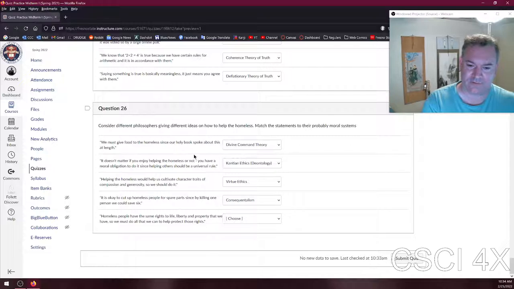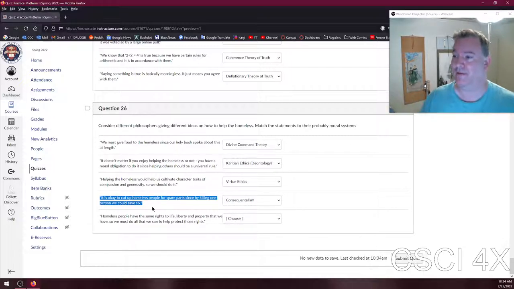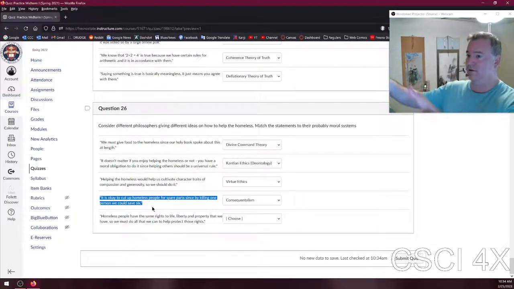And so Kantian ethics believes that humans should be ends, not means to an end. And this here would be using a person as a means to an end. Like, we're going to chop one person up to save the lives of six people. We're using him as a means to an end. And so Kantians would be very opposed to that.